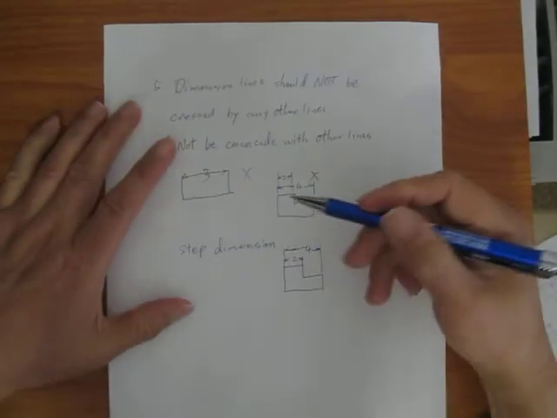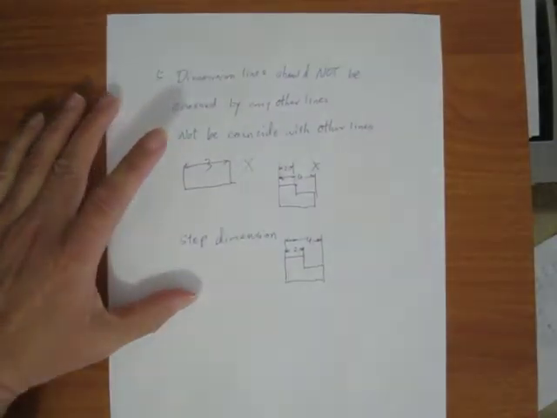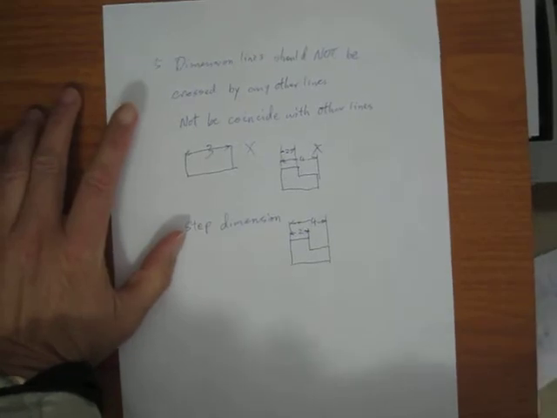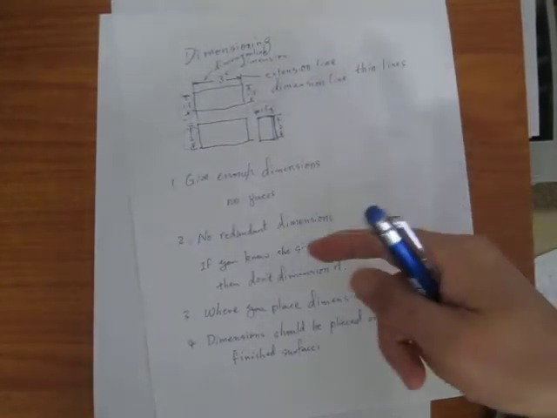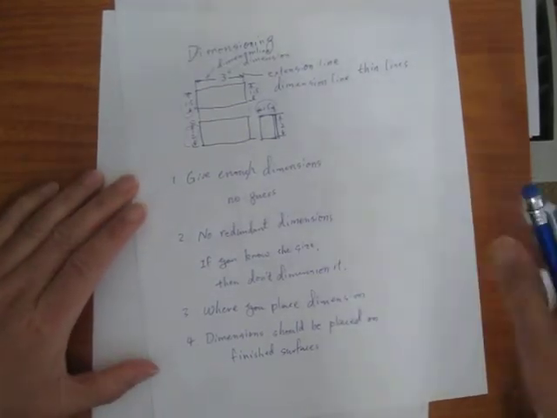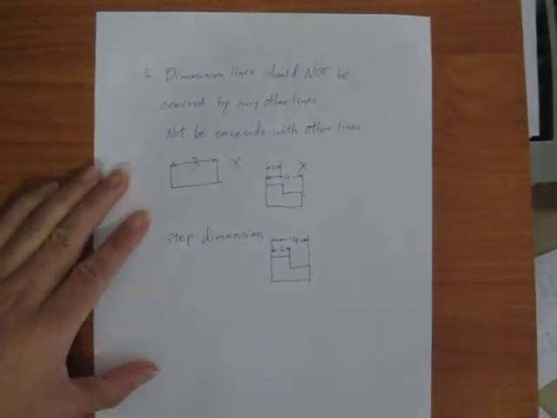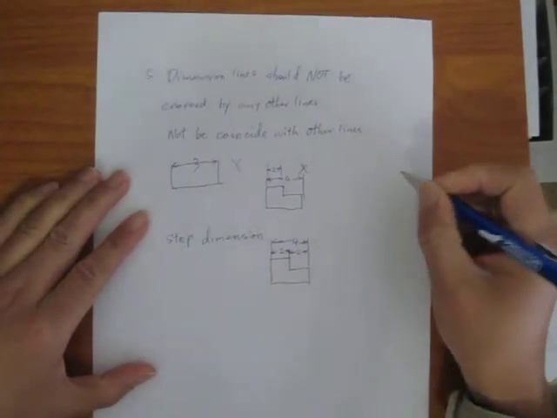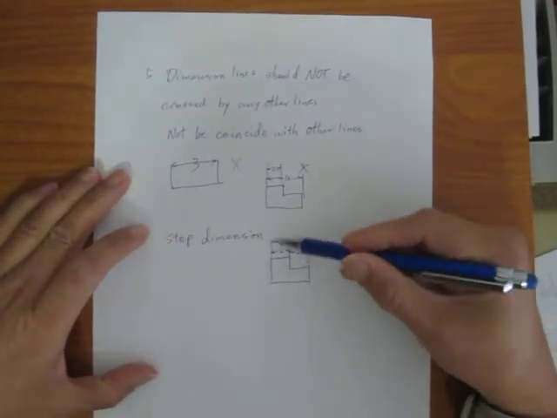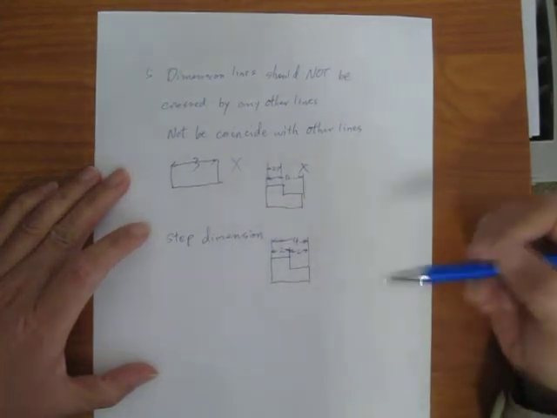Now, there's another thing here. Follow the previous 2 rules. Give enough dimensions, with no redundant dimension here. If you put a dimension here and say, well, this one I measured is 2 inches, then among those 3 dimensions over there, one is redundant.